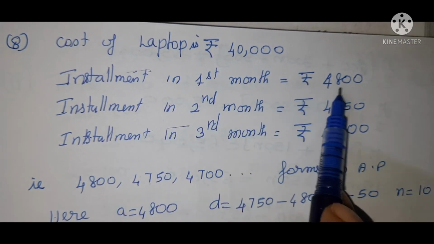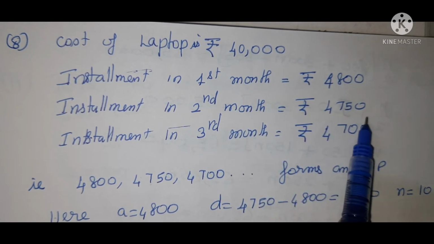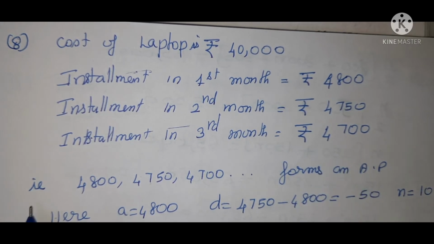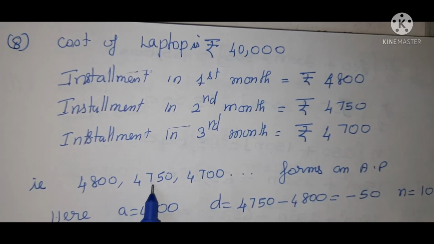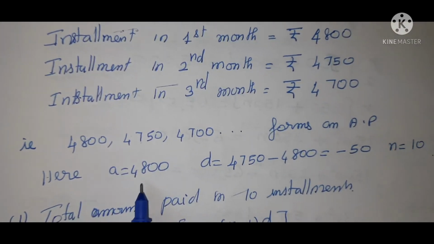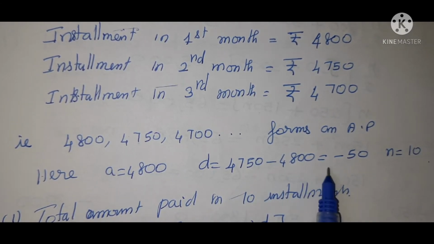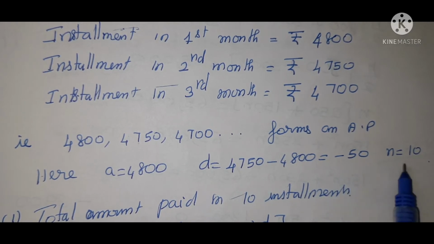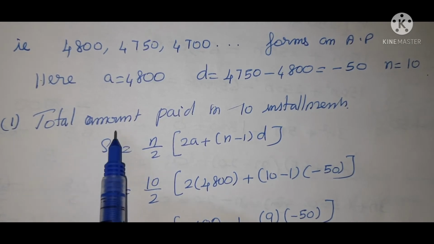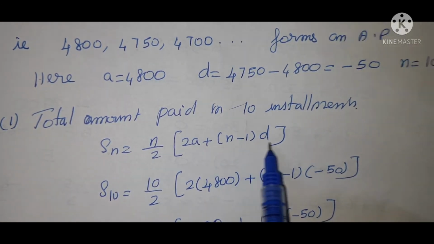Installment in the first month is rupees 4,800. Installment in the second month is rupees 4,750. Installment in the third month is rupees 4,700. That is, 4,800, 4,750, 4,700 form an AP. Here a is 4,800, d is 4,750 minus 4,800, we get minus 50. d is minus 50 and n, the number of installments, is 10, the total amount paid in 10 installments.